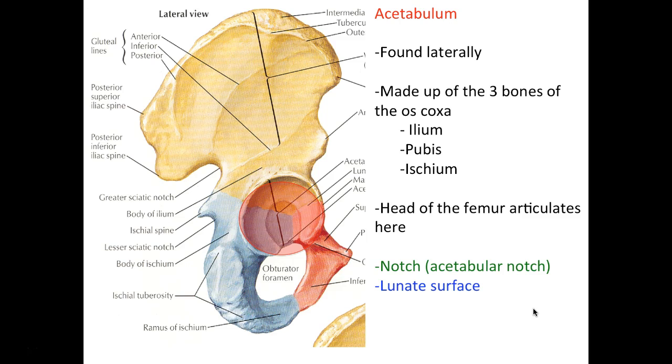So we find this on the lateral surface only. It is made up of those three bones, and they fuse together between the ages of 18 to 21. And like I said, the head of the femur is going to articulate here.